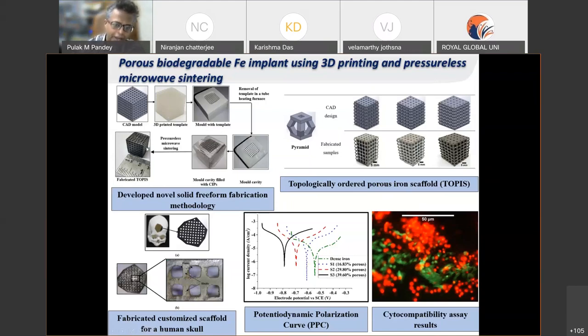They are highly accurate in dimensions, and the tolerances are maintained within IT 16 grades. You can see here the study which has been done. This is a case study fabricated with a custom scaffold for a human skull, which we have developed. Then a degradation study has also been carried out. For different kinds of samples, we could show that in iron we have to increase the degradation rate, because that's a problem. That we have done. And then this is a cytocompatibility assay test, which talks about the biological stability and behavior of these scaffolds.